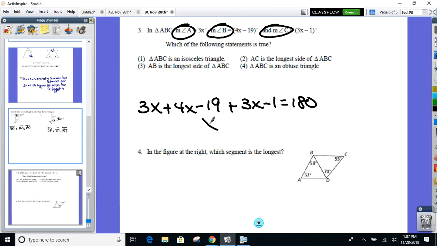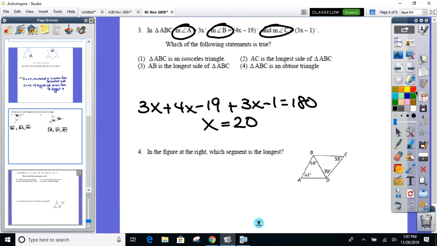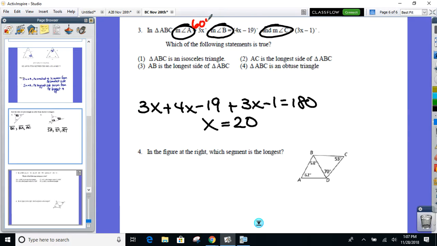What are we getting for your value of X? 20, all right. Should be getting 20. Go back to your angles now. If X is 20, angle A, how many degrees? 60 degrees in angle A. How about angle B? 61 degrees in angle B, and angle C?